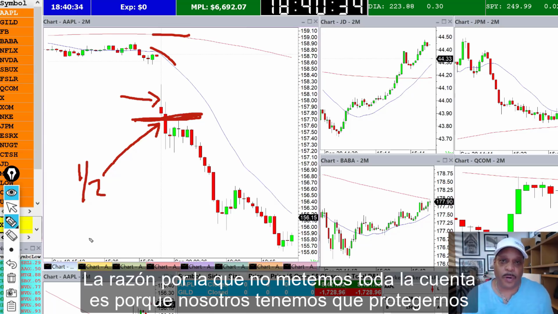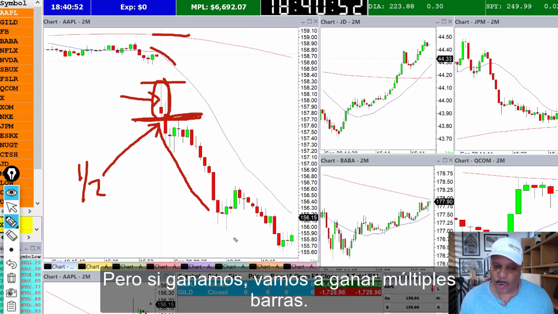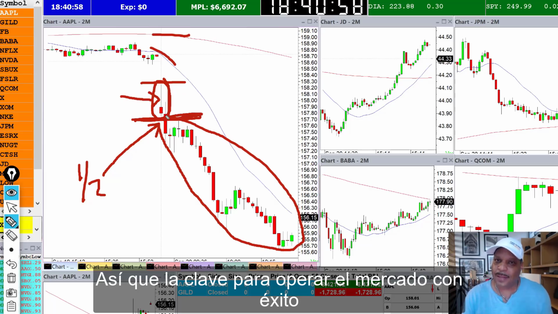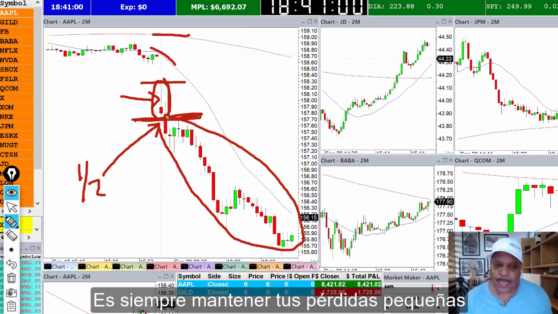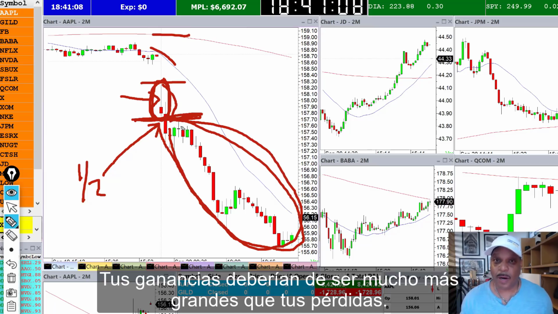Now, the reason why we don't want to put all of our account into this specific entry is because we want our protection to be above the high of the first bar, so that if we lose, we're only going to lose one bar. But if we win, we will win many bars. So the key to playing the market successfully is to always keep your losses small compared to your wins. Your wins should be much bigger than your losing trades.